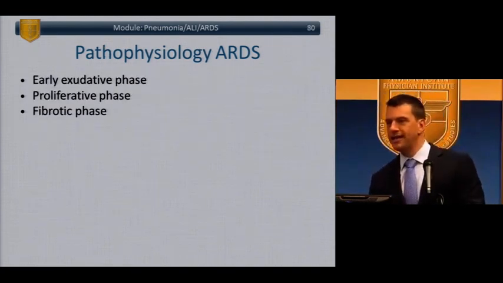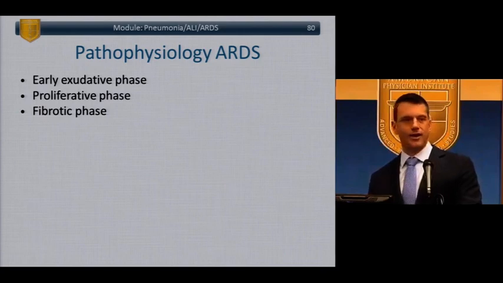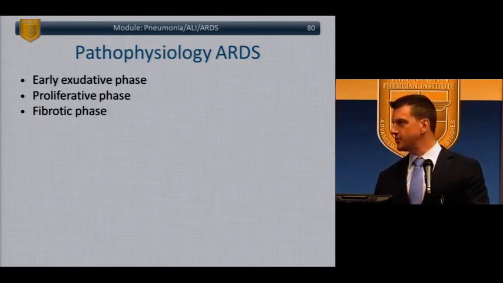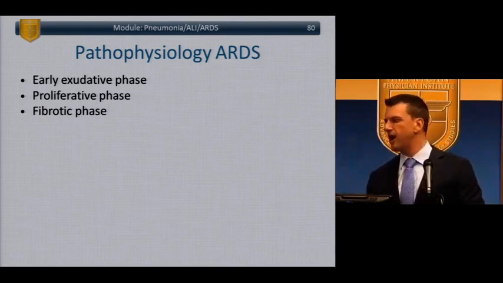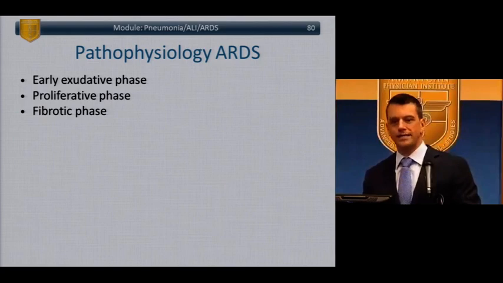There's an early exudative phase. This is that white fluffy infiltrate where the patient's just drowning in their own secretions. Then you get a proliferative change where the cells and the inflammatory response kick in. And then finally a fibrotic, more permanent phase that can occur weeks out.